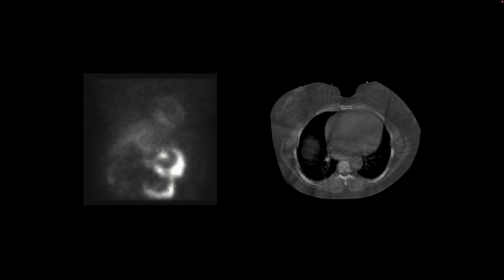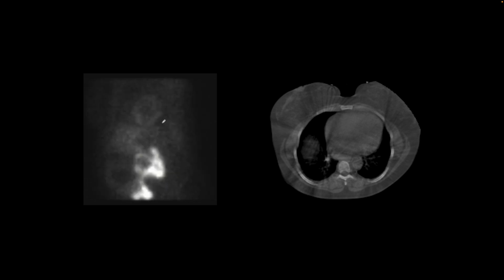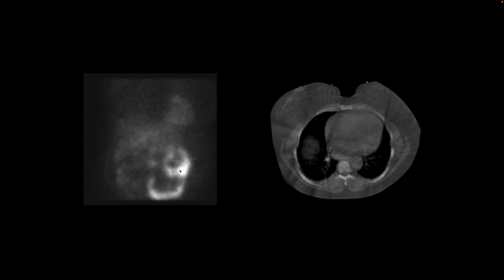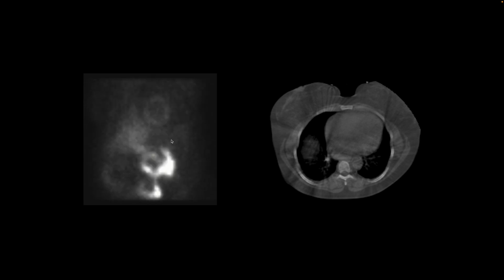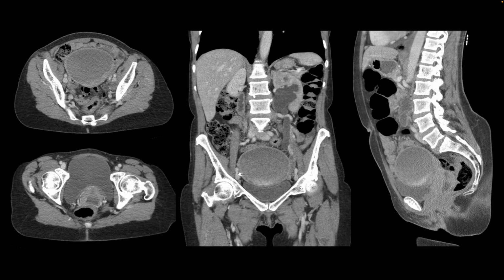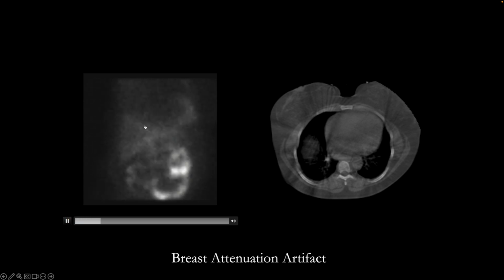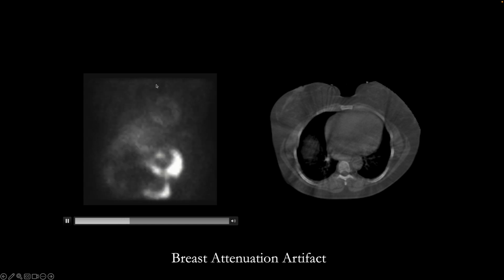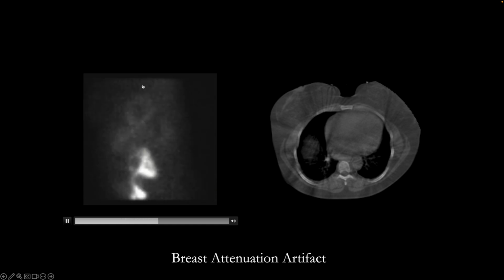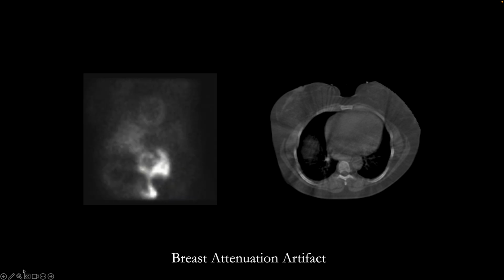So here is the rotating image, or the source data, from one of the acquisitions. And here what I want to point out is the breast attenuation. As we look at these rotating images and the heart goes around, there's a dark shadow around the heart. So I'm going to stop it and then draw it for you right there. And let me draw the breast shadow. That's the breast overlapping the myocardial uptake.